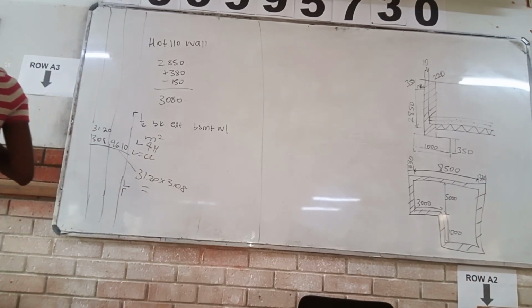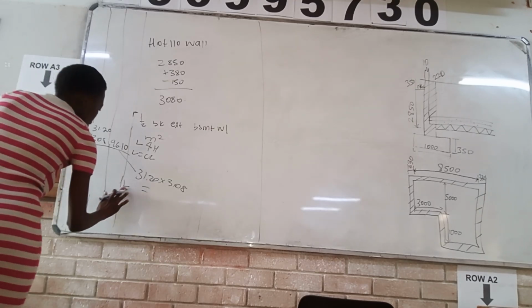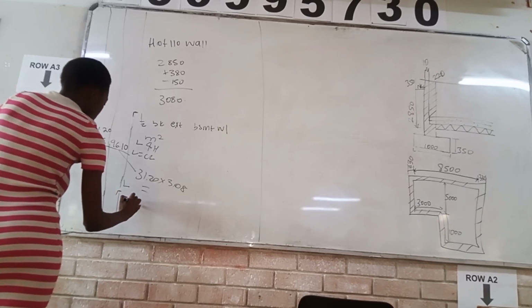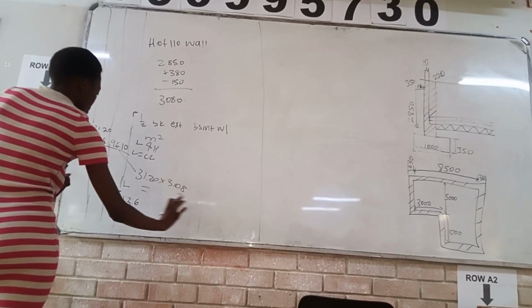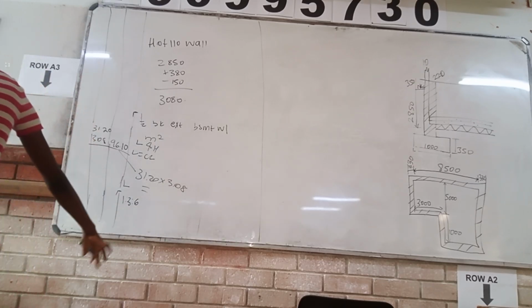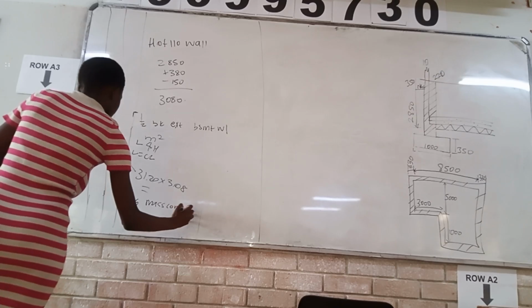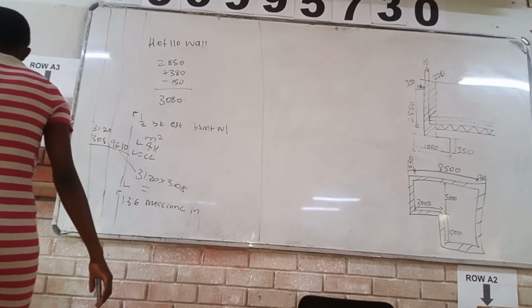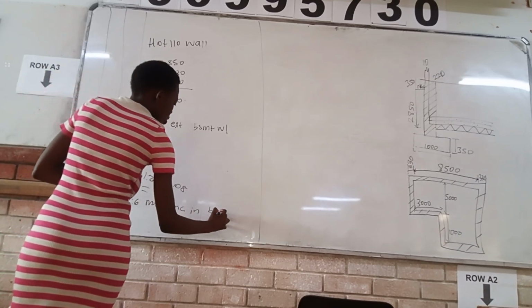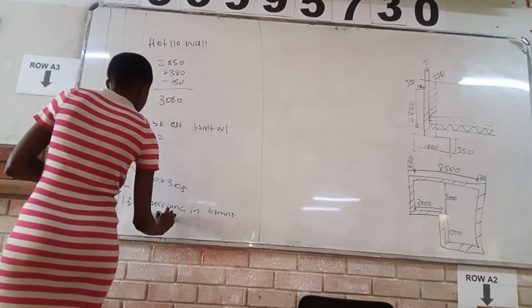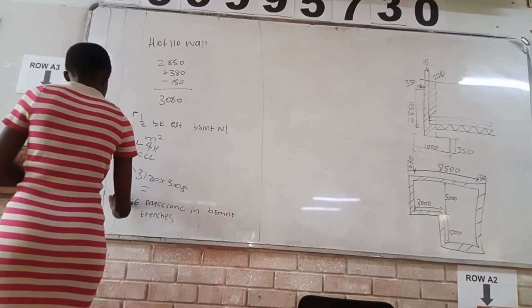Now we need to calculate the concrete again. The concrete mixture is 1 is to 3 is to 6. For the description: mass concrete in the basement trenches.